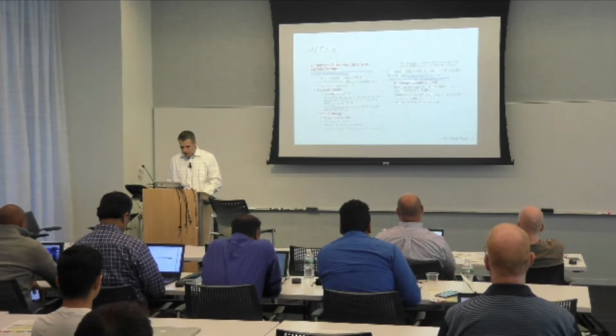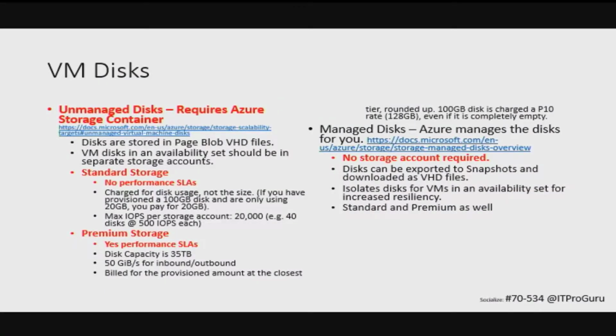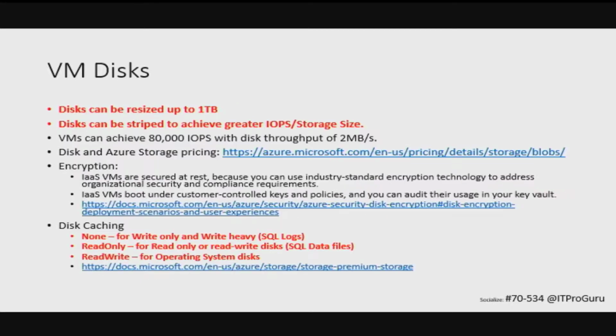All right. So we're talking about unmanaged disks and managed disks. Again, disks can be resized up to 1 terabyte. If you need a larger than 1 terabyte disk, you can stripe your disks, right? So striping is also a way not just to achieve larger disks, but to get greater IOPS out of those disks. So with striping premium disks, you can achieve 80,000 IOPS if that's what you need, and that's actually going to increase soon. But as of today, you can achieve up to 80,000 IOPS by striping premium disks.